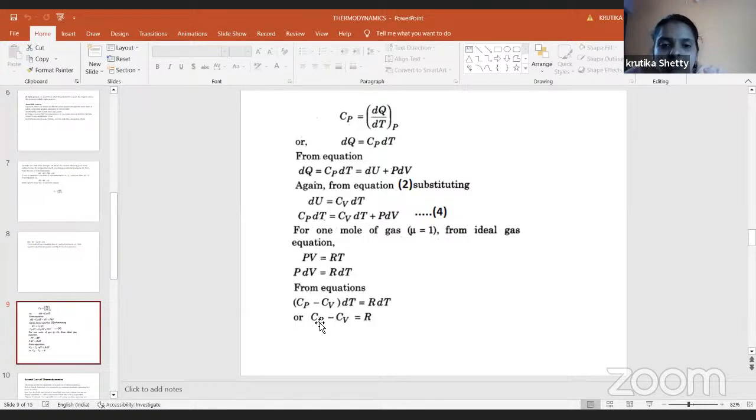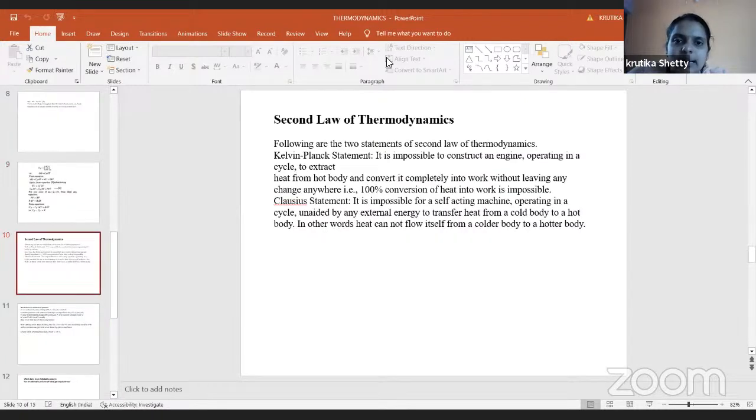What is the meaning of this? The specific heat capacity at constant pressure minus the specific heat capacity at constant volume gives you the value of R. Then the next one is the second law of thermodynamics. What is the second law of thermodynamics? In the second law of thermodynamics, we can see two statements. One is given by Clausius and the other is the Kelvin-Planck statement.